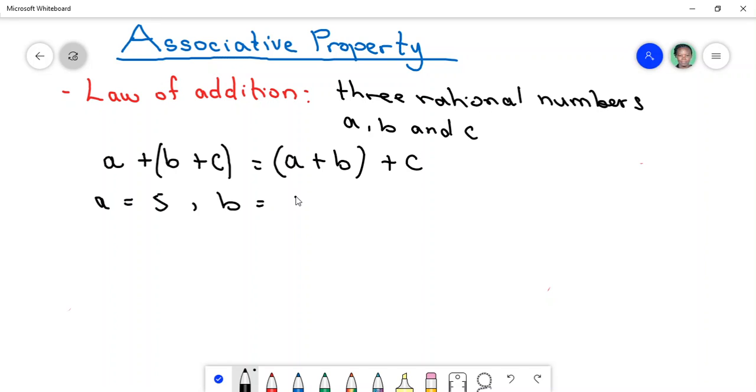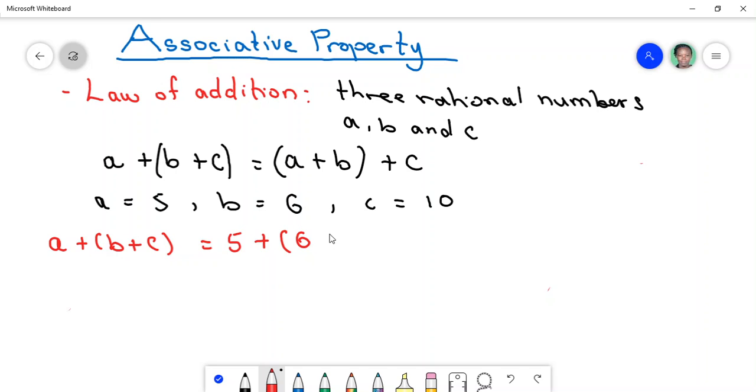So let's consider A to be equal to 5. Let's say B is equal to 6. And C here is equal to 10. Let's check if it is true. So I have A plus B plus C. What is A plus B plus C? So I have A is 5 plus B is 6 plus C, which is 10. Let's add up and see. I have 5 plus, let's add what is in the brackets. What do you have? 16.